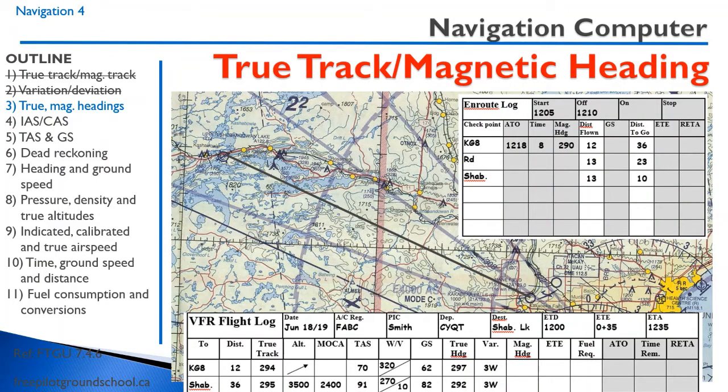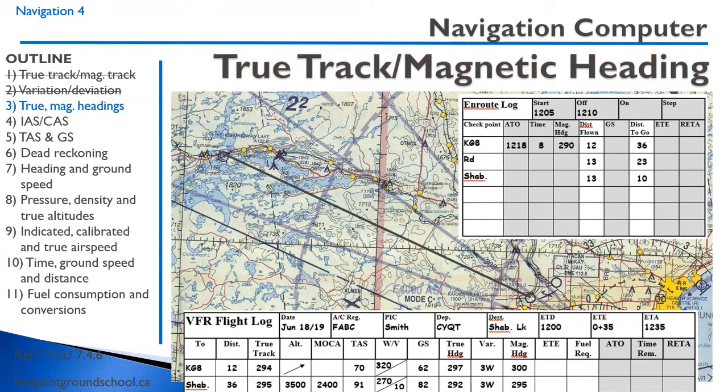So here's an example. We're flying from the Kekabeka Falls Airport to Shabanawan or Kashabawi Water Aerodrome. If we measure it, we're going to have a track of 295. I'll explain in the next lesson how to fill this out. But you have a true track here of 295. We're going to correct for the wind, have a true heading of 292, and we have a variation of 3 degrees west. So that means the magnetic heading will be 295, right? Because we add that on there. There we go, magnetic heading of 295.